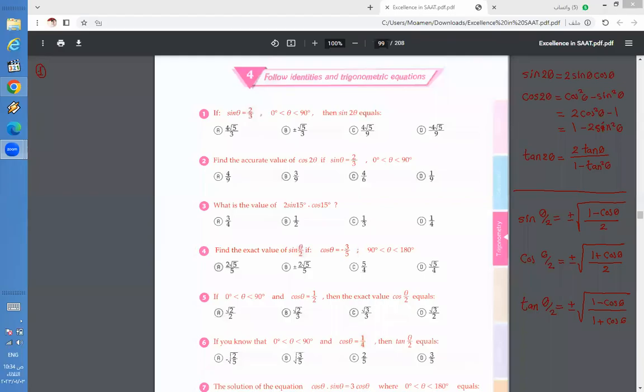The rule, Mr. Sine 2 theta is equal to 2 sine theta cosine theta. Excellent. So we need to get the double of the angle. The rule said that sine double of the angle, or 2 theta, is equal to 2 sine cosine.